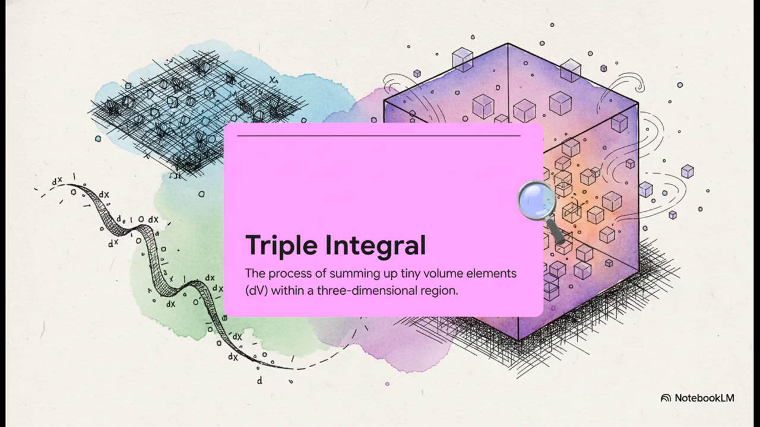It's really a natural extension of everything you already know. Remember how single integrals add up tiny little lines to get an area, and double integrals add up tiny areas to get a volume? Well, a triple integral adds up tiny little volume cubes, we call them dV, to get a property across a whole 3D region.